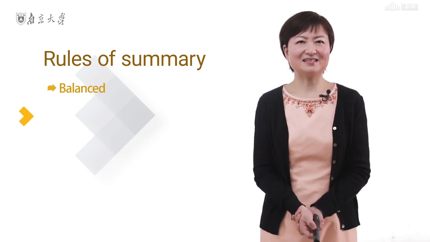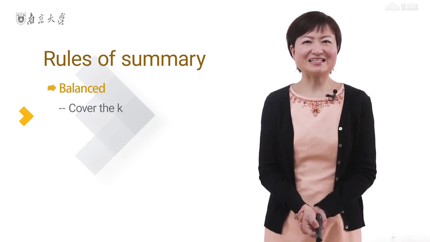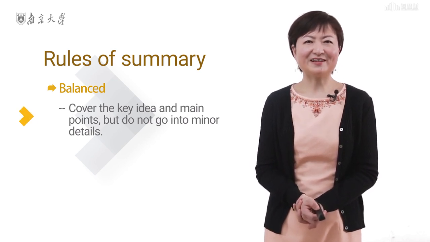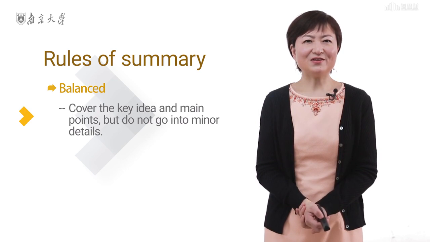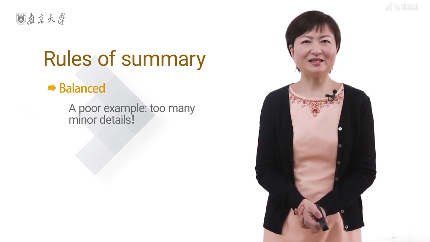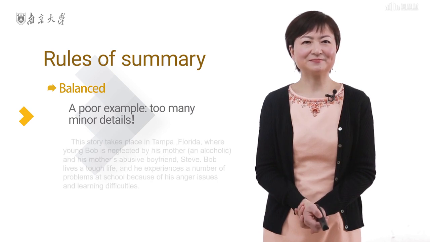Next, balanced. In writing a summary, just cover the key idea and main points, but do not go into minor details. The following is a poor example of summary. It includes fairly many minor details.